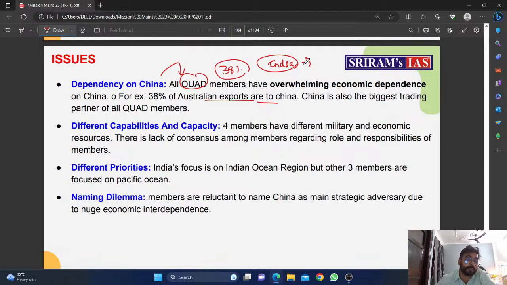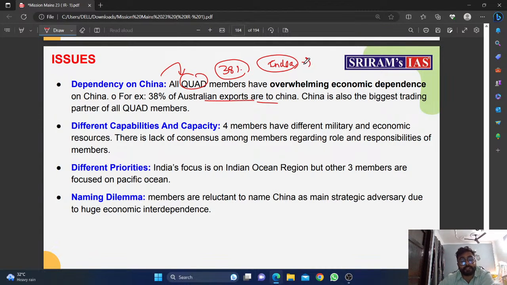Then what are the different capabilities and capacities? All these four members have different military and economic resources. There is a lack of consensus among the members regarding the role and responsibility of the members. What role the military will play or their economic resources will play in the region is not clear, because right now Quad is in a developing stage. It is increasing their presence and dominance in the region. So the roles, their capabilities, and how to manage their responsibilities are not decided as of now.